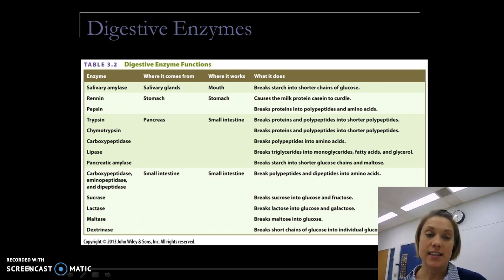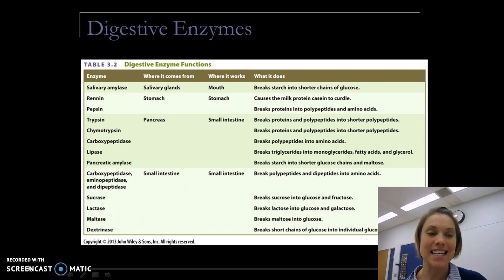In the small intestine, there are also some other secretions. So you have the pancreas secreting things into the small intestine, and then some other secretions coming directly from the small intestinal mucosa. Carboxypeptidase, aminopeptidase, and dipeptidase are going to break polypeptides and dipeptides into amino acids. Amino acids are the smallest building blocks of protein that can then be absorbed.